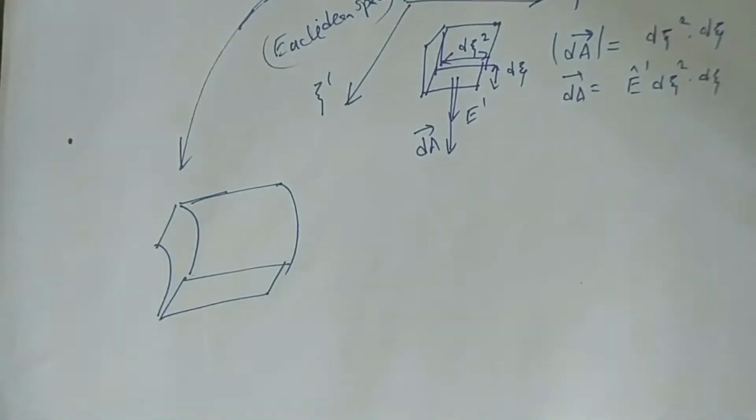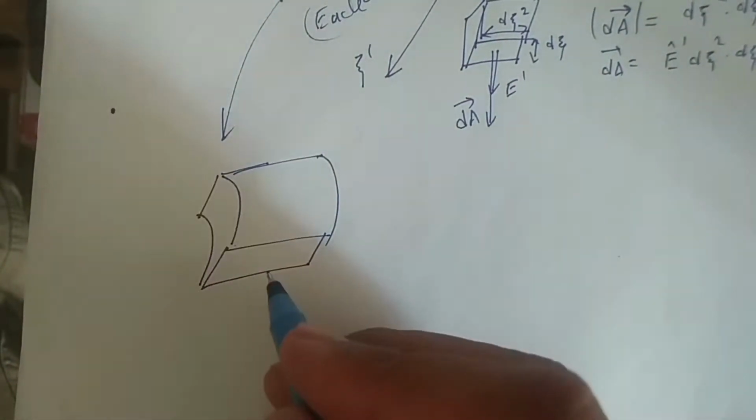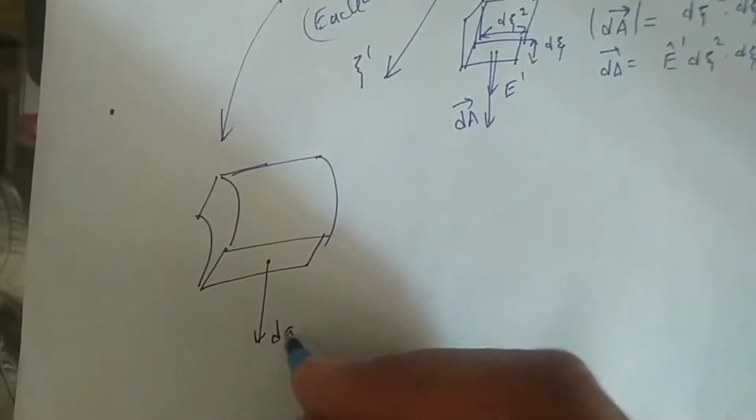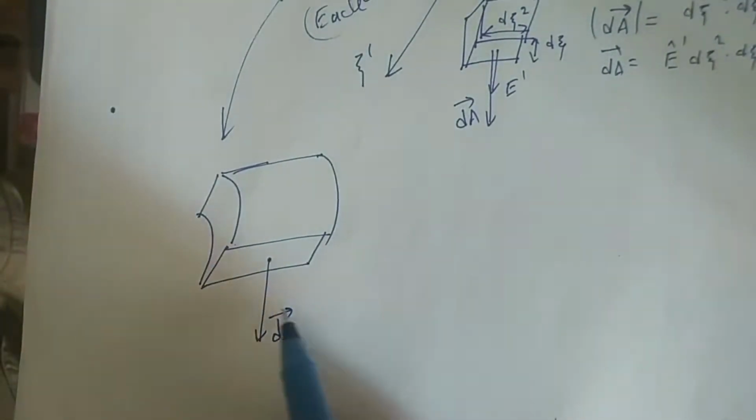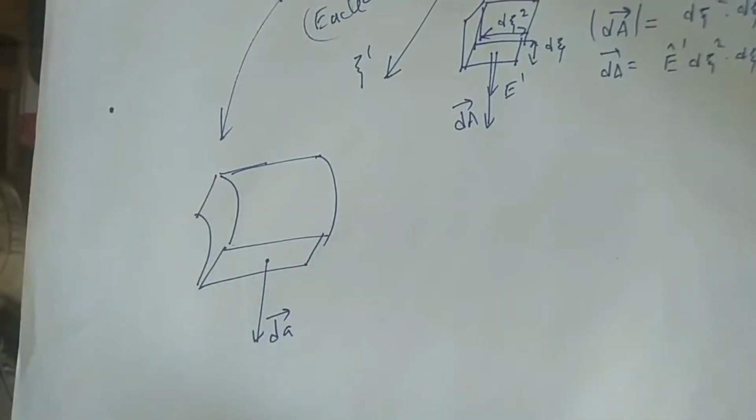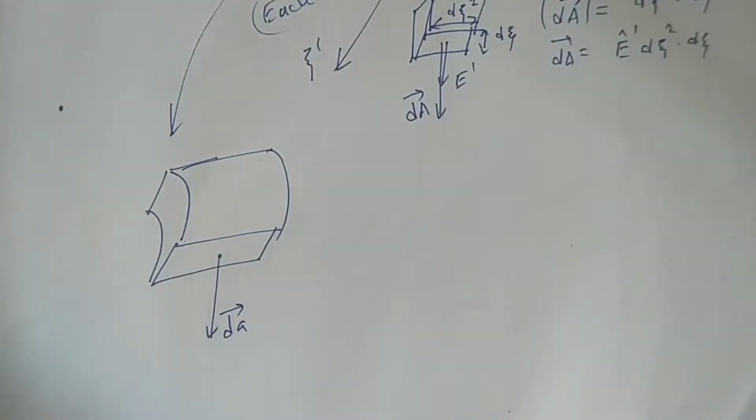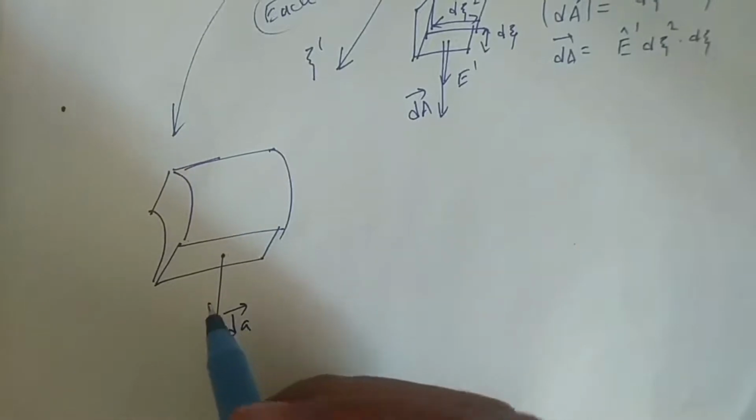Okay, now we have this d small a. This is the vector we have, and if we multiply this d small a vector with sigma, which is the Cauchy stress, expressed as force acting in the current configuration per unit area of the current configuration, we will get a force.